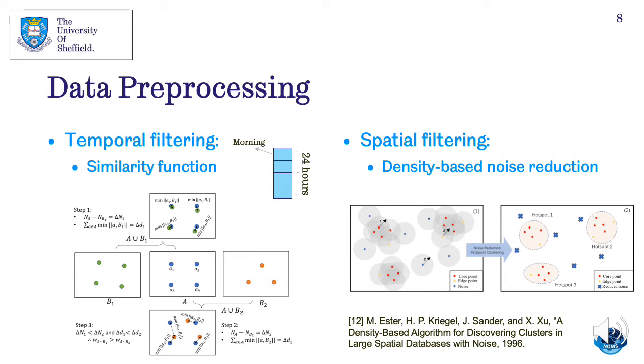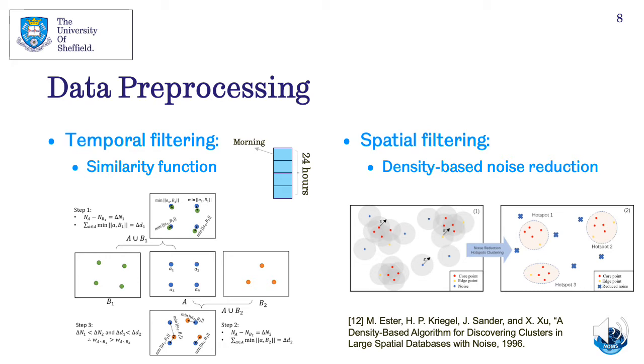Then we pre-process the data. As we said, firstly, we need to temporally filter the data. For example, if we have 24 hours, we divide it into maybe 4 blocks: morning, afternoon, evening, and midnight, because in our experience users' behaviors are similar within these categories. In the morning, users are going to work, so they are on transportation. In the evening, they go back home, so the traffic pattern should be similar.